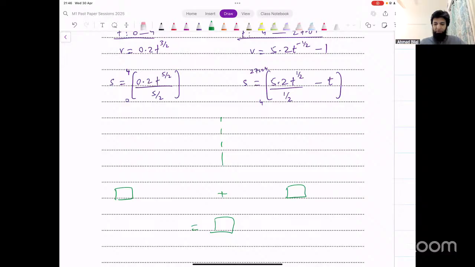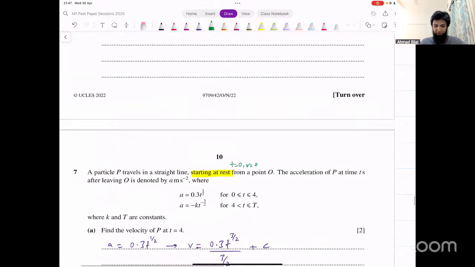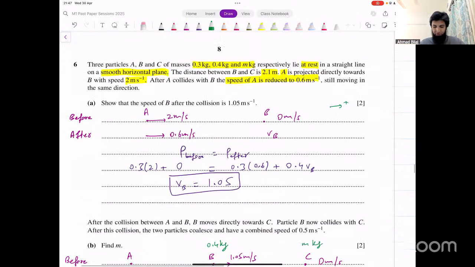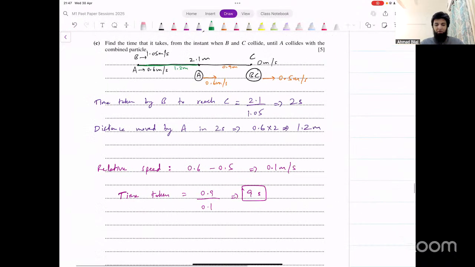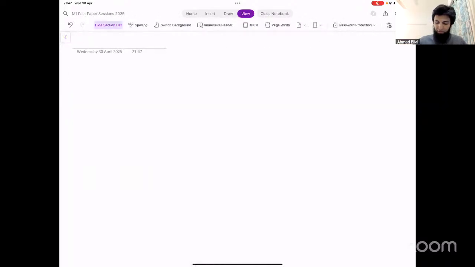Okay, so that was this paper. This was a fairly straightforward one. Question number 6, part C, that was difficult. But again, if you've done enough practice, you have seen other questions like this in other papers as well. So it's kind of similar to that, using the concept of relative speed. Let's move on now to the last paper that we're going to take today.